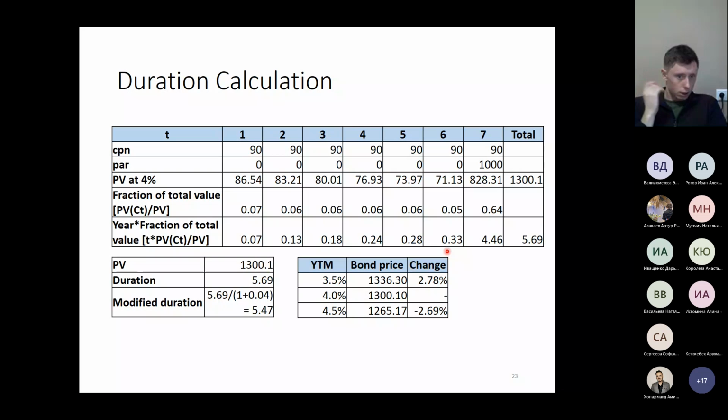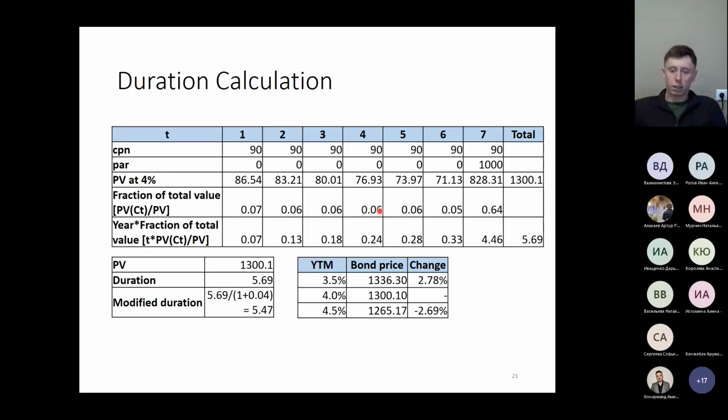Alternative exercise to estimate the duration, and here we would also estimate the modified duration. Here it is, coupon, par value, which is paid once, discount rate of 4%, present value of this. Then we would divide 86.54 by 1300.1, and we would have 0.07.